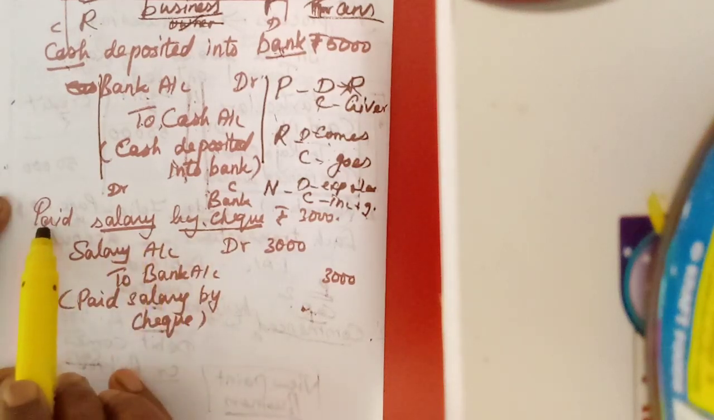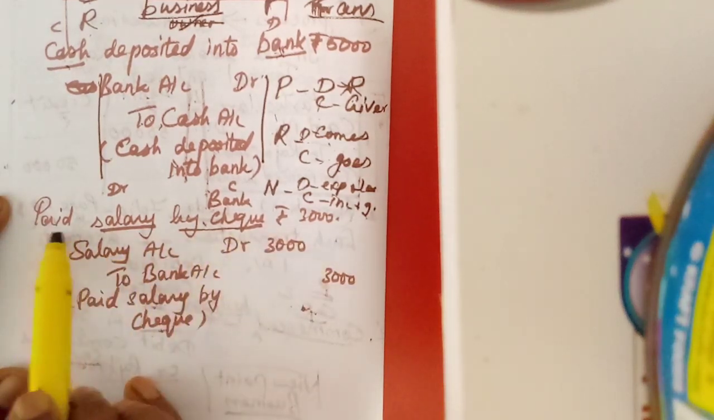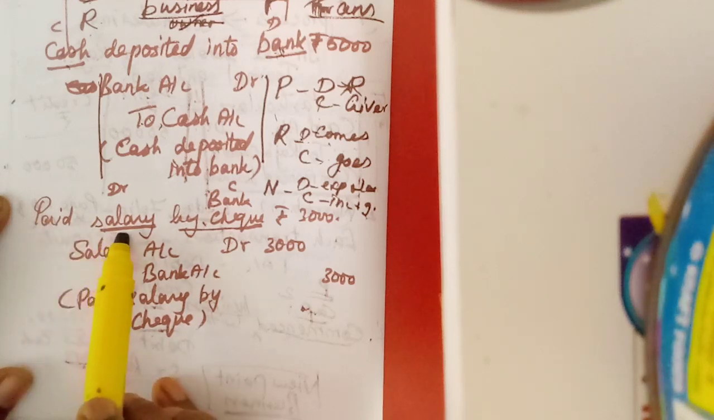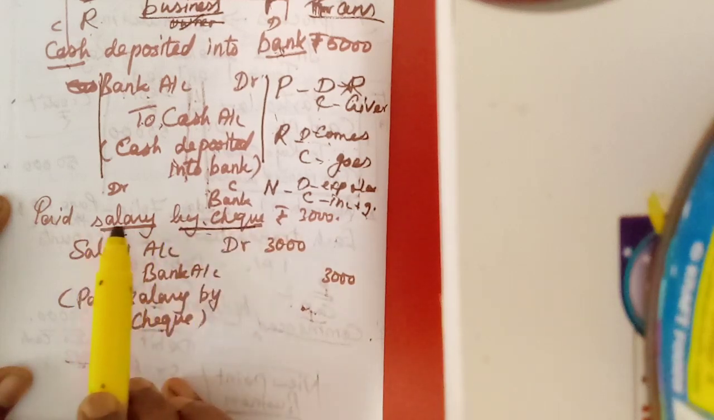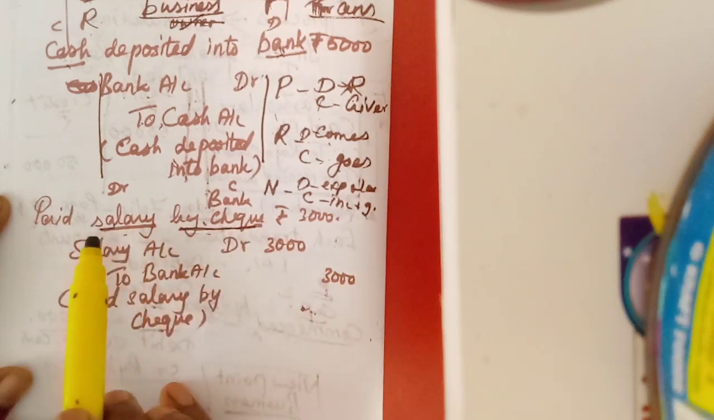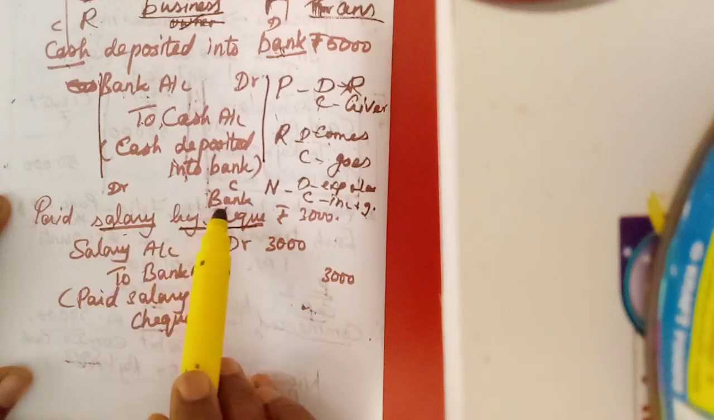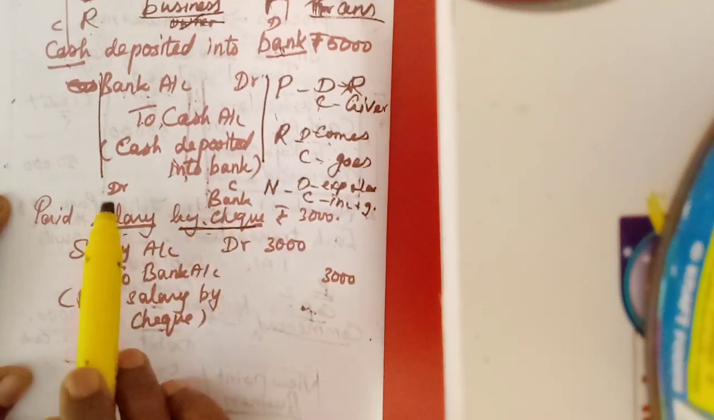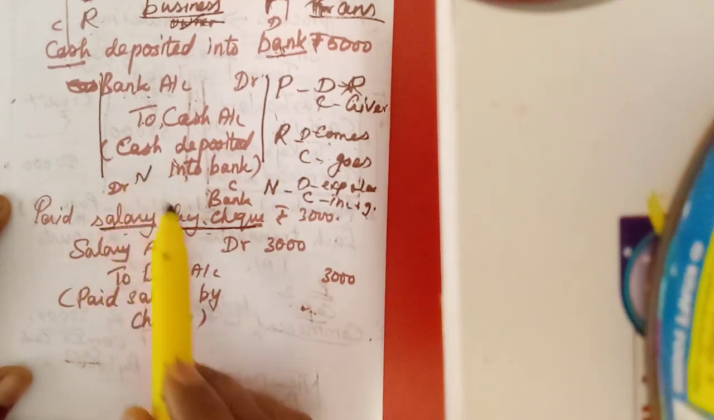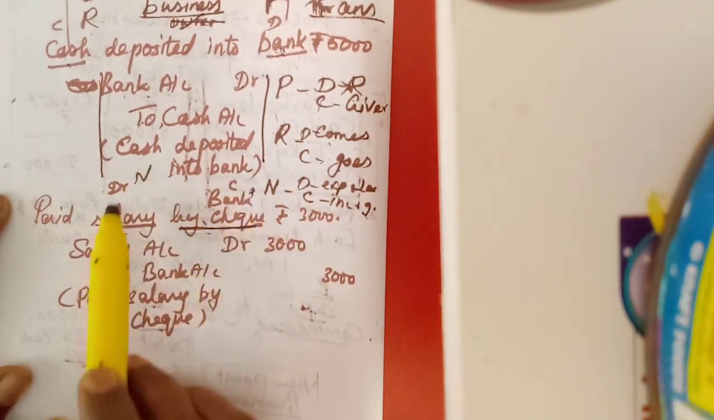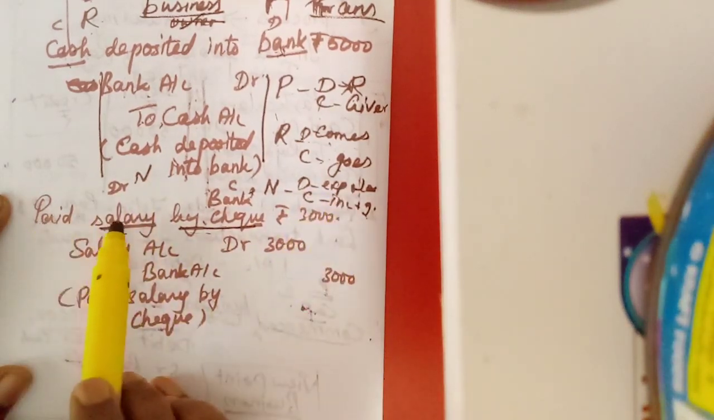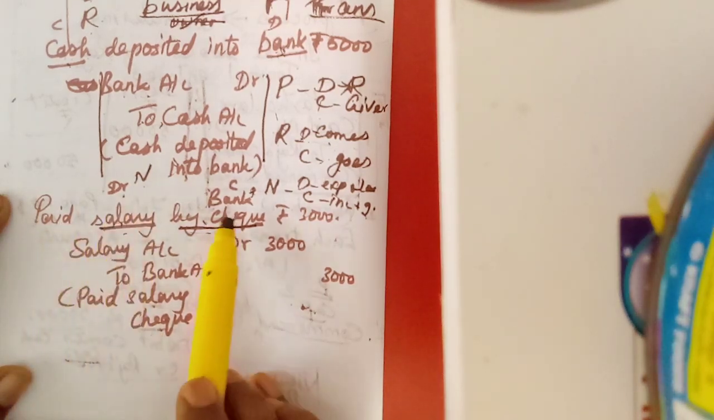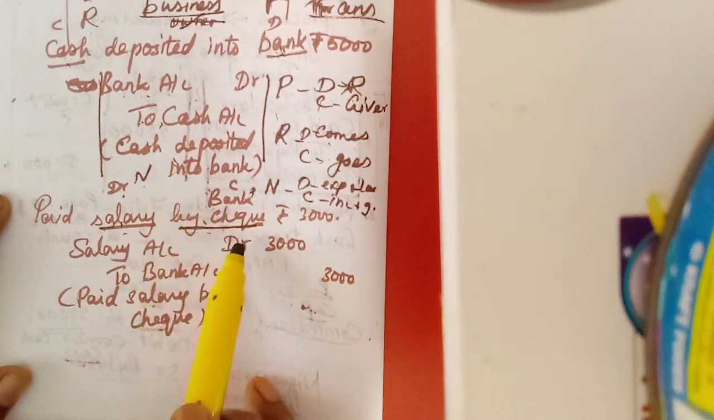Then another one we have seen: paid salary by cheque. Here we pay salary by cheque, not cash. Salary is an expense, and by cheque means the bank is paying. Salary is a nominal account, and bank is a personal account. For nominal account, debit all expenses and losses. It is an expense because we pay salary, so we debit salary and automatically credit bank.